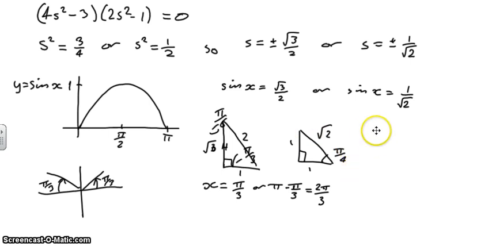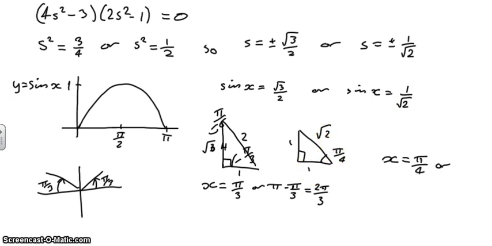Similarly, which angle has a sine of 1 over root 2? Well, that would be pi by 4. So x equals pi by 4, or the second angle. Similarly here, pi take away pi by 4 is 3 pi by 4. And those are your answers.